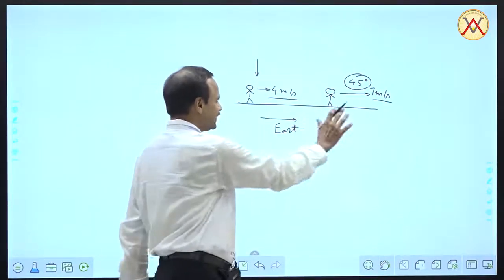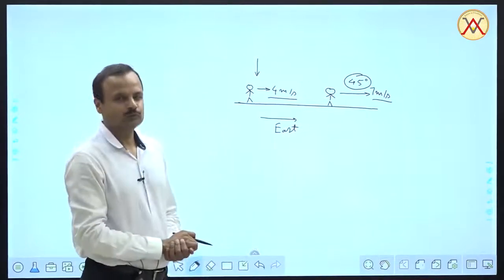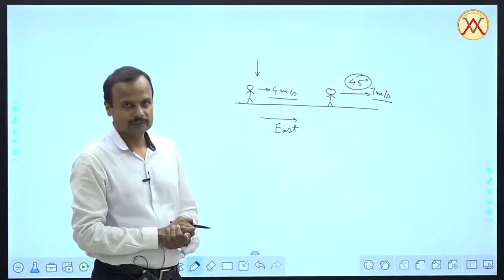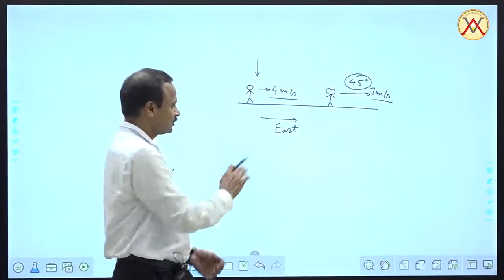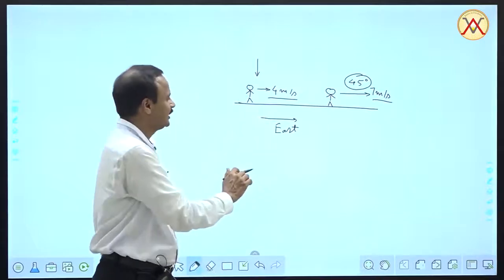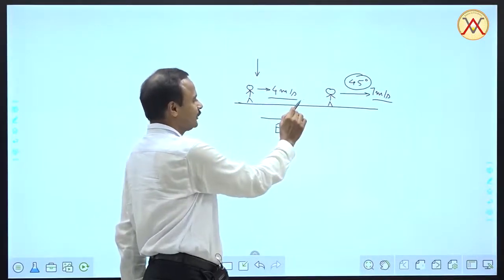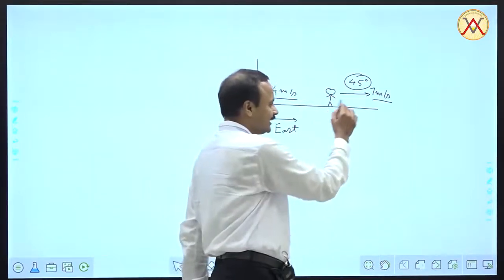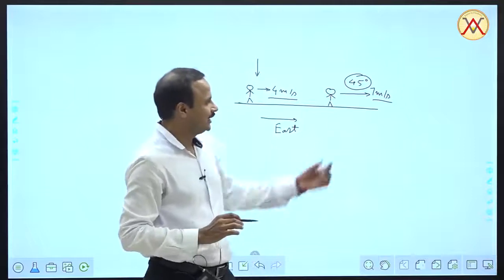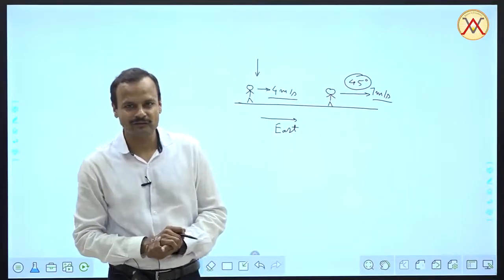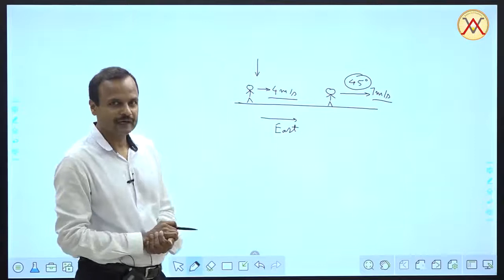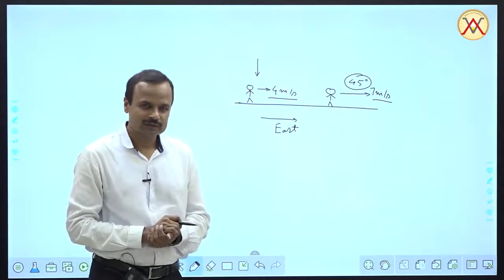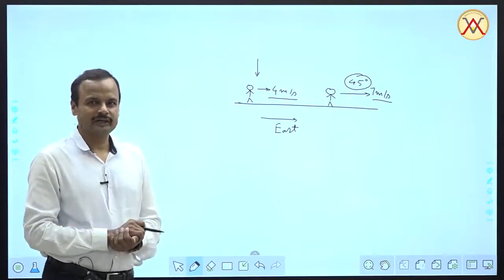Now, with this information, we have to find the velocity of rain in ground frame. Alright. So, I am repeating what is the information given. Man initially moving at 4 meter per second finds the rain to be falling vertically. When he increases his speed to 7 meter per second, now the rain is making an angle of 45 degree with the vertical. We have to find the velocity of rain with respect to ground. You can pause the video and try it yourself.